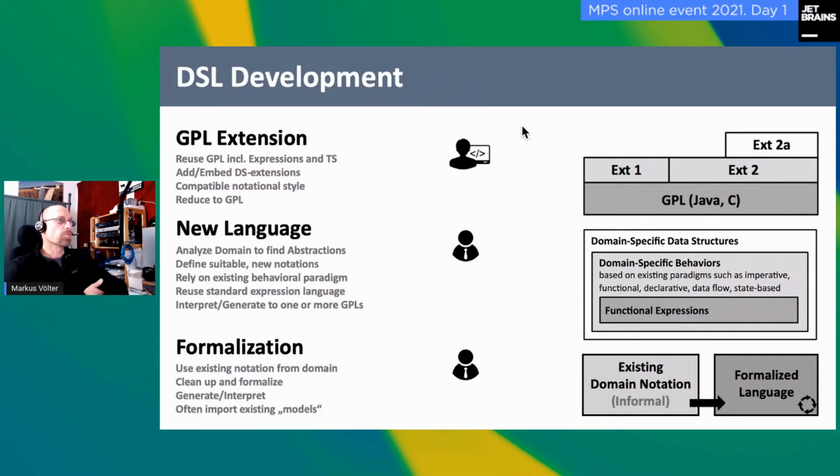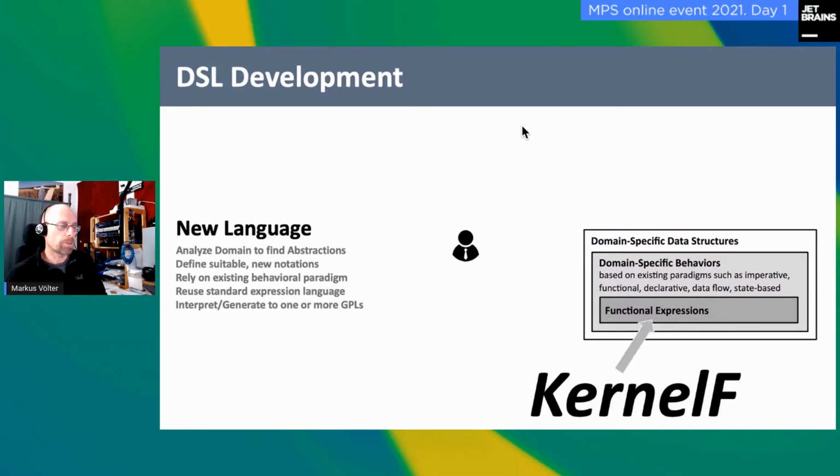Okay, so DSL development, in our experience, comes in 3 flavors. One is that you extend a domain's general purpose language, like, for example, Java or C, or you have an existing notation in a domain that's already completely defined but not formalized. So you maybe have a bunch of sketching, shapes, and you want to formalize it into a language. But then the most common use case is the development of a new language. And many of these new languages we build turn out to need expressions, functions, integer, booleans, comparison operators, stuff like that. And it's really tedious to develop those over and over again, which is why we've developed KernelF. You can easily reuse that, embed it in your own languages. I'll talk about how to do that, of course. And this saves a lot of work.